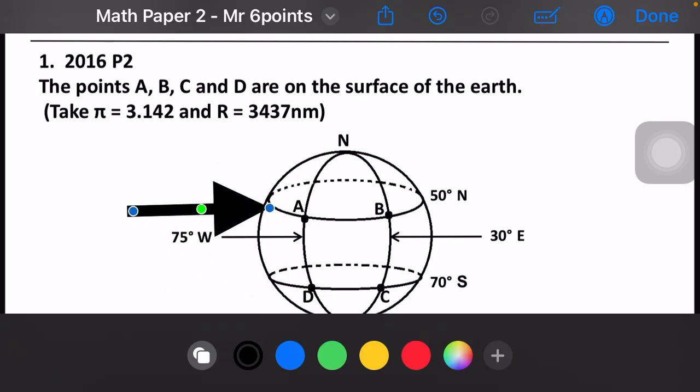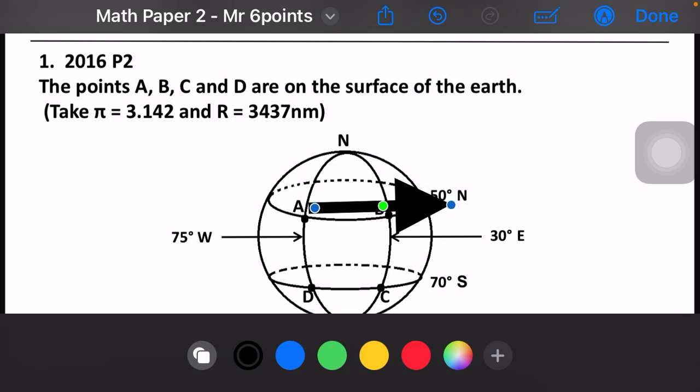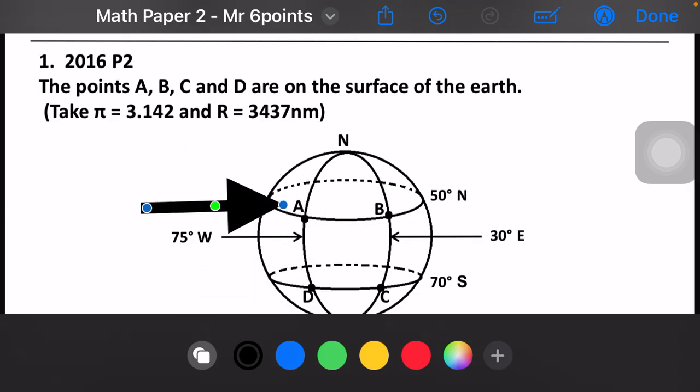So now lines which are going from west to east, we call them what? Latitudes. Hope that is clear. Lines that are going from north to south, we call them what? Longitudes. Then lines starting from west going to east, we call them what? Latitudes.